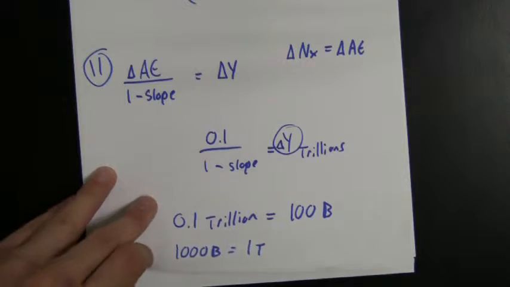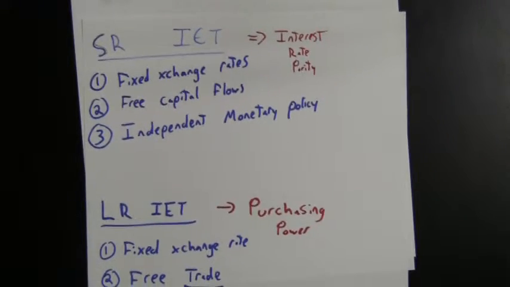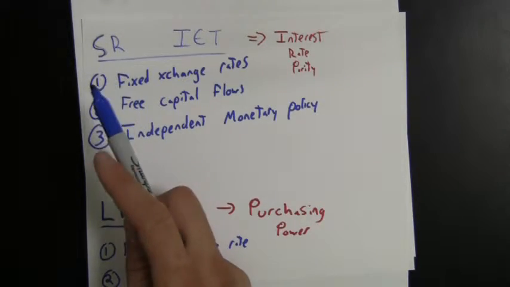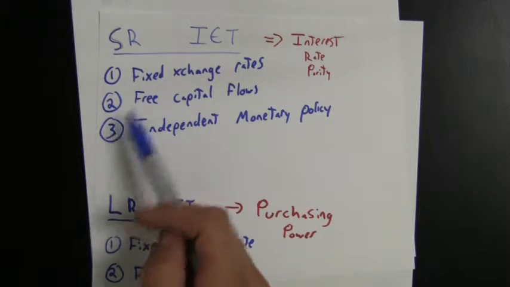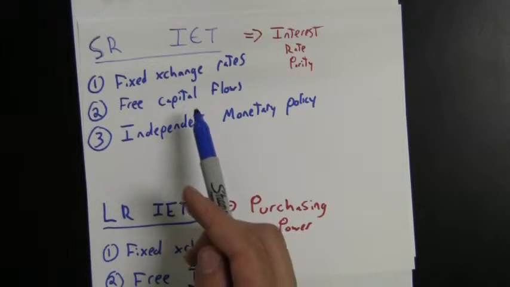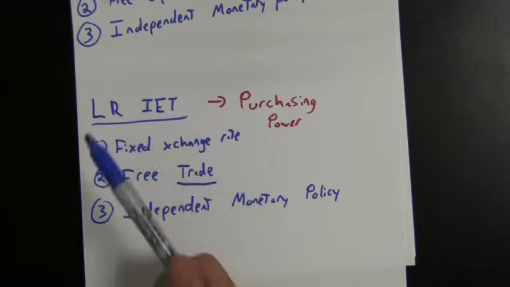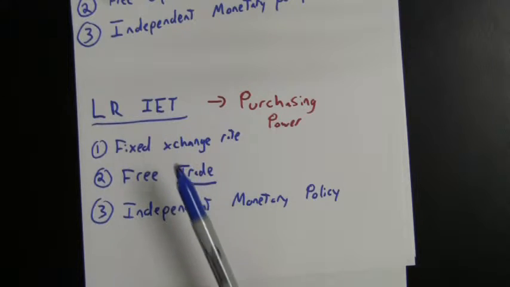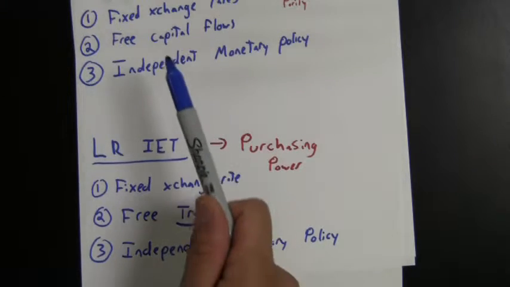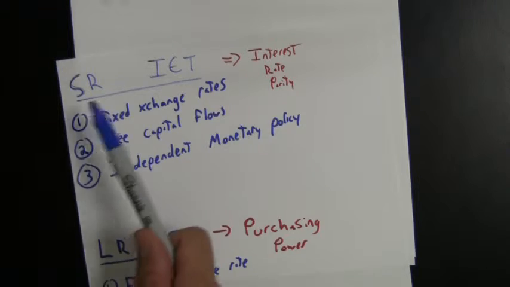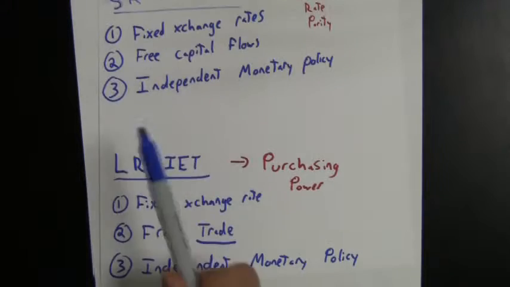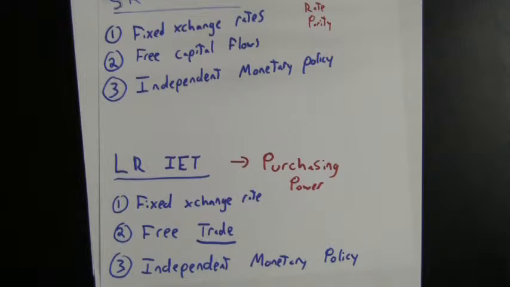So 12, 13, and 14 can all be answered with this handy diagram. Maybe it's worth pausing the screen so you can take a look at it. But the short-run international trilemma says countries can have 2 of the following 3: fixed exchange rates, free capital flows, and independent monetary policy. Moving on to something like number 13, the long-run international economic trilemma emphasizes free trade as opposed to free capital. Now, the short run is defined by interest rate, and the long run is defined by purchasing power, and that should really help you answer number 14.